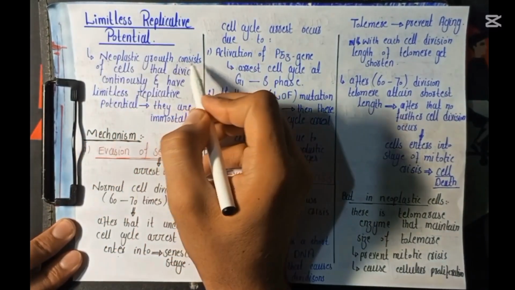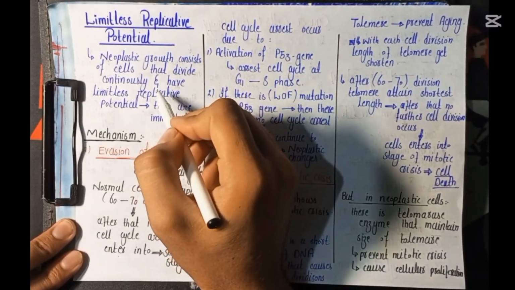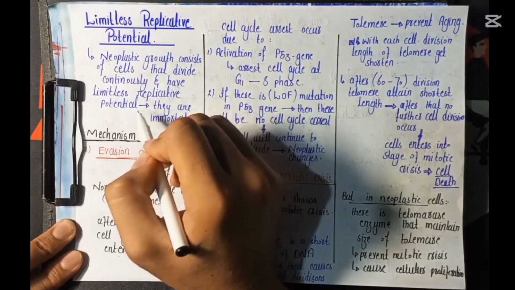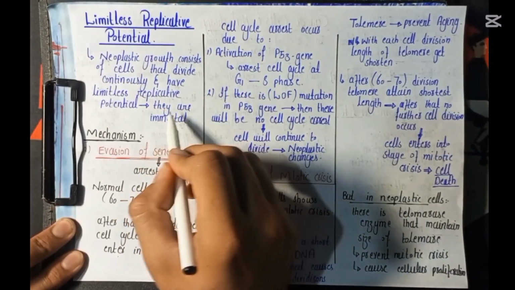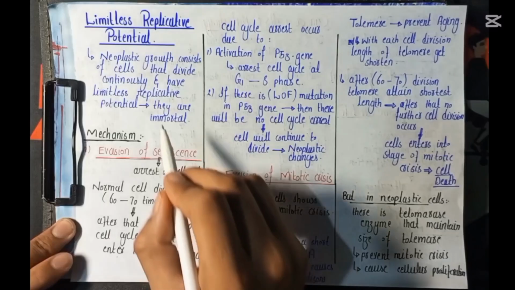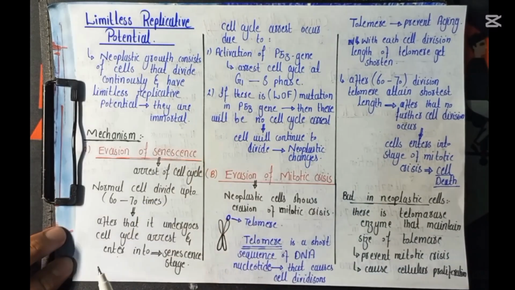And the next hallmark is limitless replicative potential. As neoplastic growth consists of cells that divide continuously and have limitless replicative potential, we say that the cancer cells are immortal and they divide continuously and do not die.